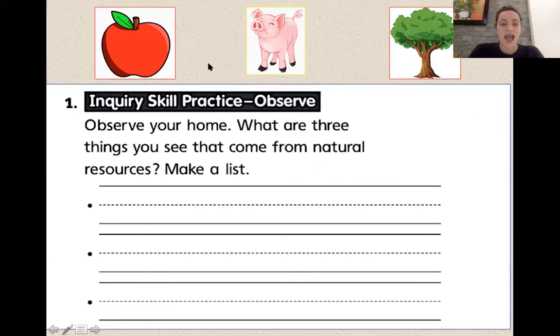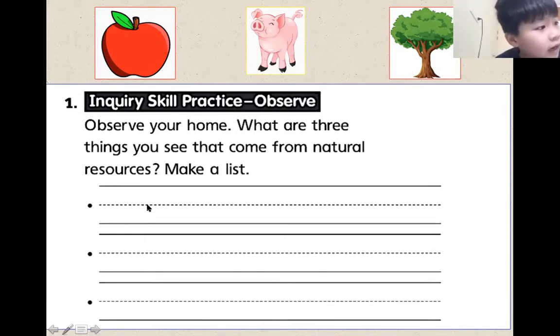So this is asking for 3 things that come from natural resources. They don't have to be natural resources. This could be like a pencil that comes from wood. Or it could be a natural resource. So let's see. What are 3 things you see that come from natural resources? Zook, could you give me maybe 1 or 2 things in your home that come from natural resources?